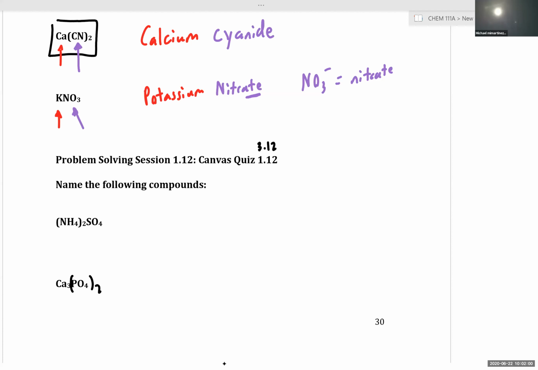The Roman numerals are applied when we're talking about ionic compounds with a transition metal cation. These transition metal cations have a variable charge. So the Roman numerals are used exclusively to indicate the charge of your transition metal. And we'll actually talk about that momentarily. Any other questions? I'm checking Canvas right now to see how everyone's doing on their quiz responses.